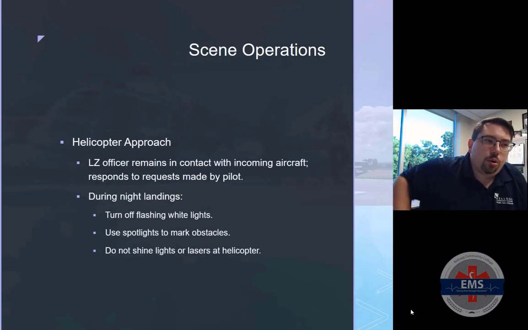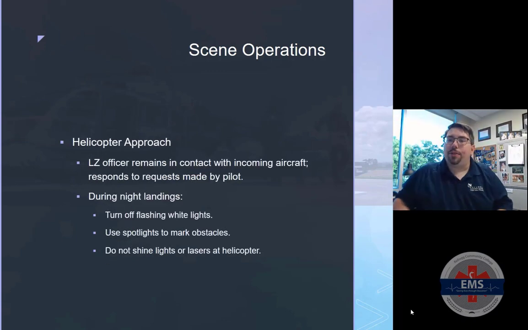Now, as the helicopter approaches, the LZ officer should remain in contact with them throughout the entire landing for the most part. Oftentimes, the medical crew may call for an update. That's a little bit different than communicating with the pilot, or co-pilot, as they're planning for a safe landing. During night landings, again, turn off as many flashing lights as you can. Use spotlights to mark any type of obstacles. Again, don't shine them up, but try to identify them by shining light onto them. And do not shine lights or lasers ever at the helicopter. It makes it very hard and will affect their equipment as they try to land.